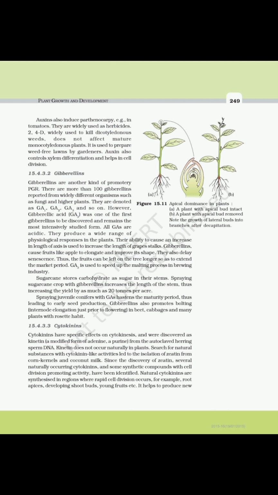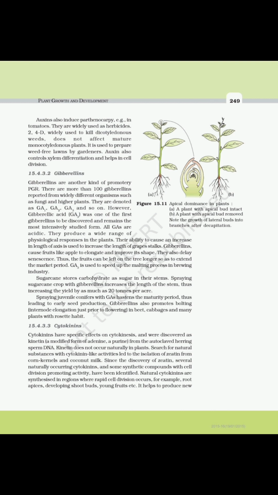15.4.3.2 Gibberellins. Gibberellins are another kind of promotory PGR. There are more than 100 gibberellins reported from widely different organisms such as fungi and higher plants. They are denoted as GA1, GA2, GA3, and so on. However, gibberellic acid, GA3, was one of the first gibberellins to be discovered and remains the most intensively studied form. All GAs are acidic. They produce a wide range of physiological responses in the plants.